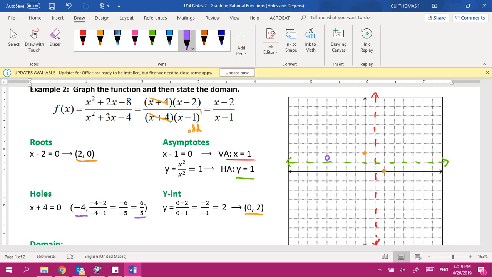So now we want to draw our branches, and using the y-intercept and the hole, our branch will go through both of these, and you can see how it's going to curve. How do you know where the hole is? Because that's this point right here, -4, 6 over 5. You just put it somewhere a little bit over 1. So then you're going to draw the branch like this. There we go.